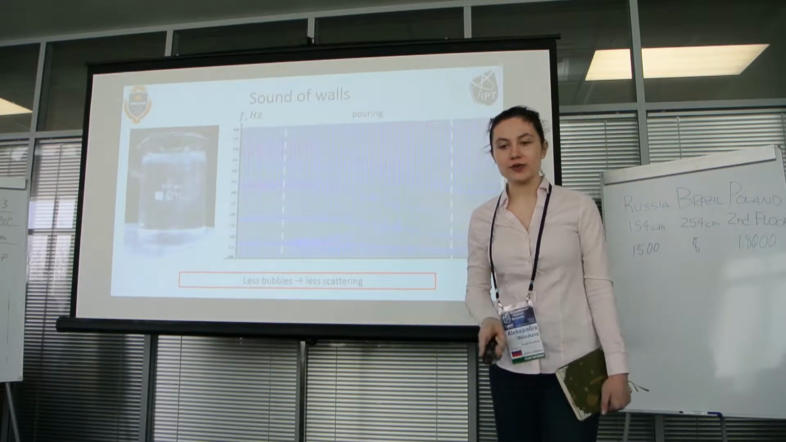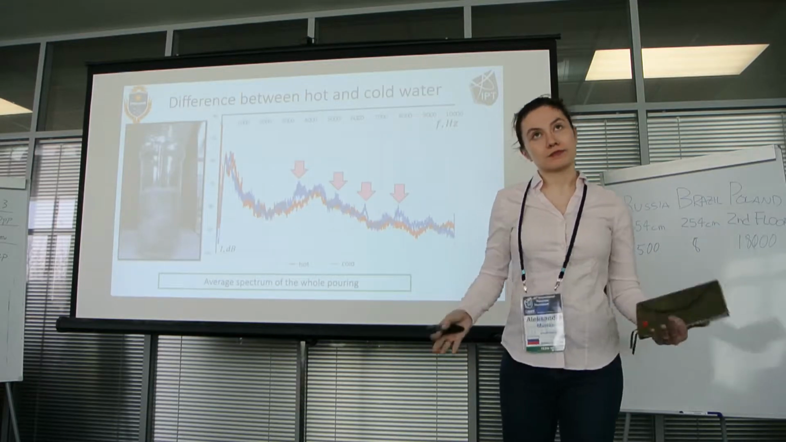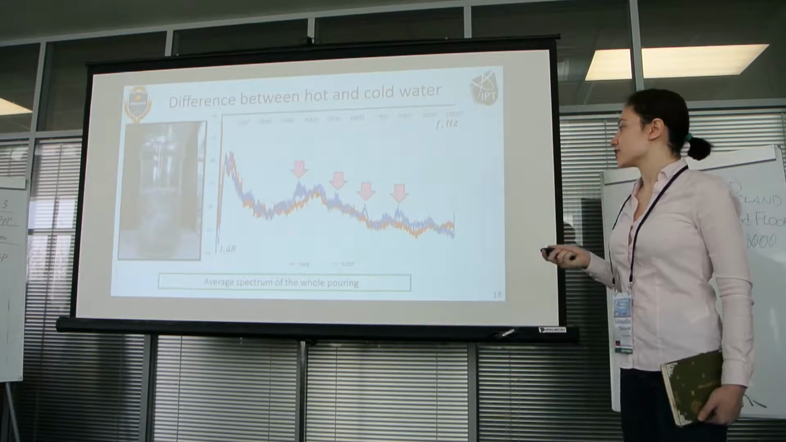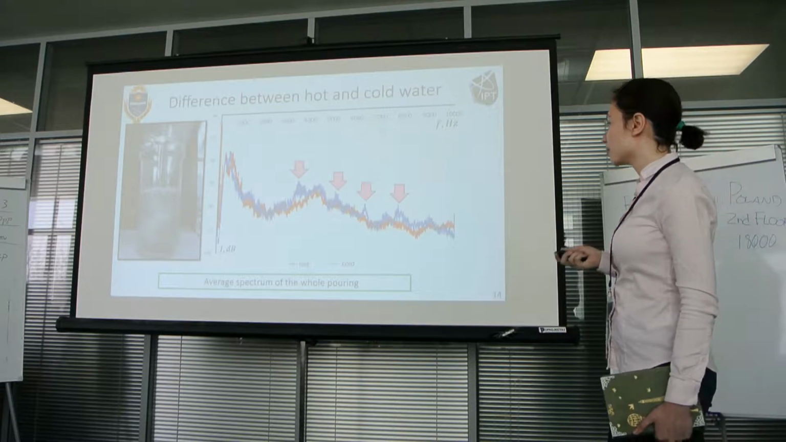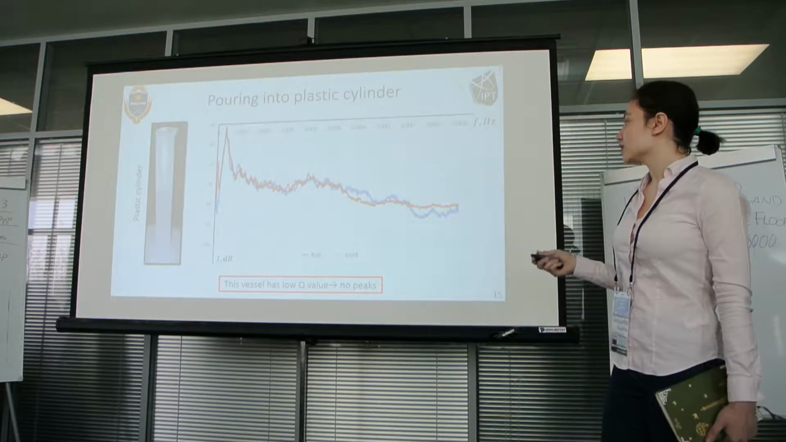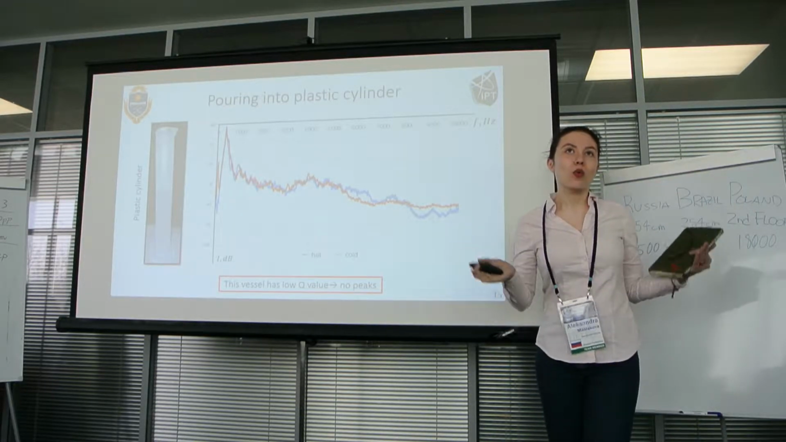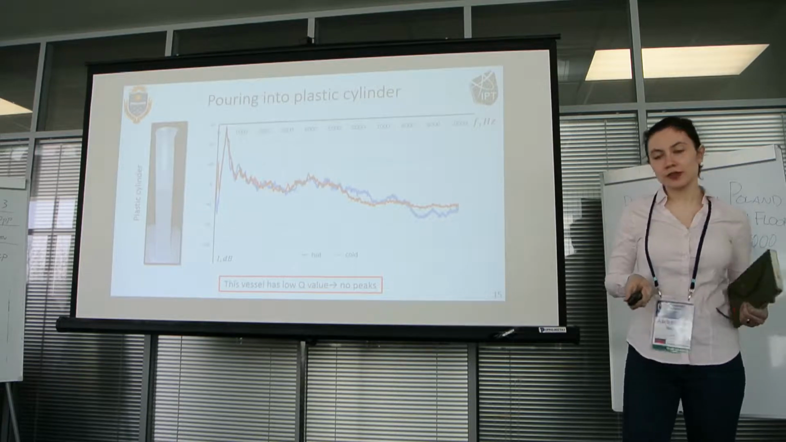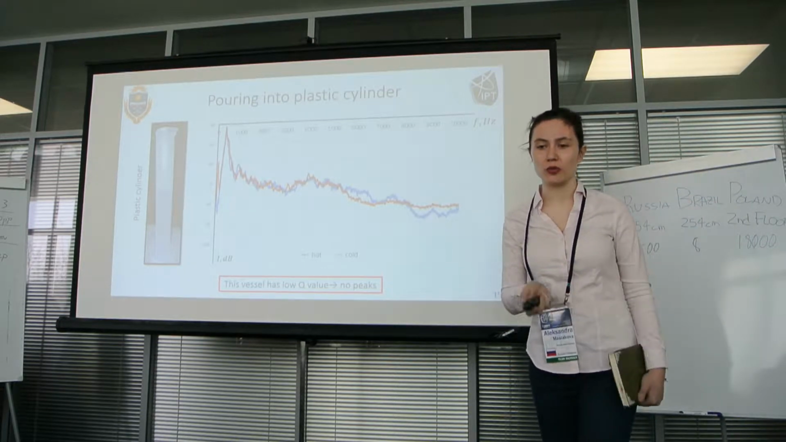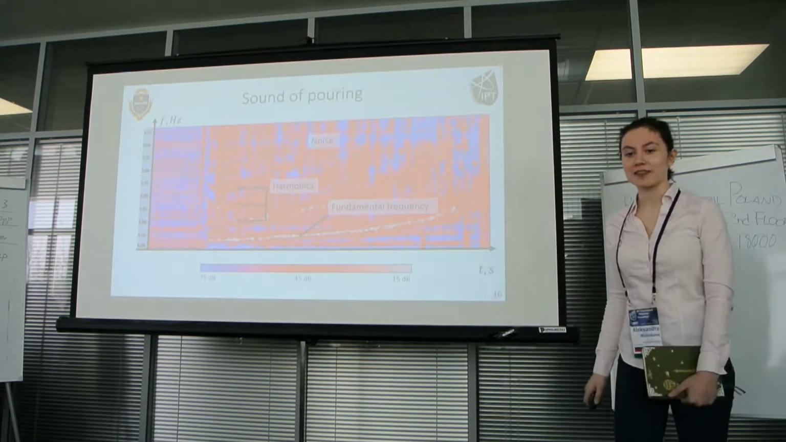To verify this, we conducted the same experiments with other types of vessels. With this glass jar, we can still see the peaks, but they are not that big. And we used a plastic cylinder, and we can see no difference between hot and cold water sound, because the Q factor of the walls of plastic is low.